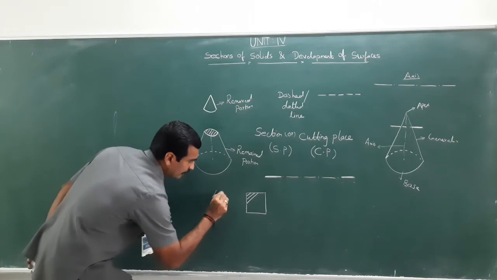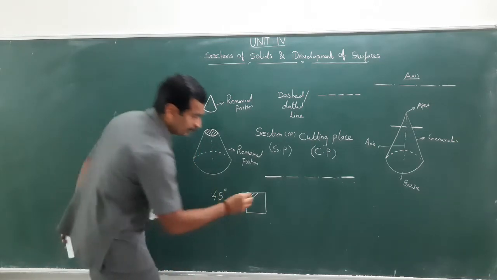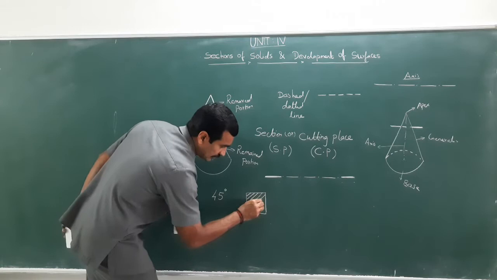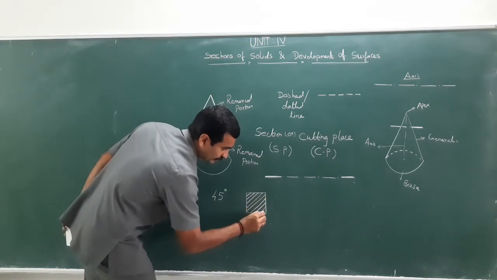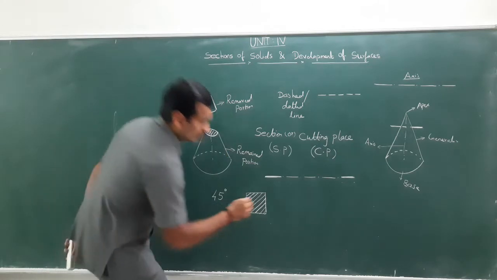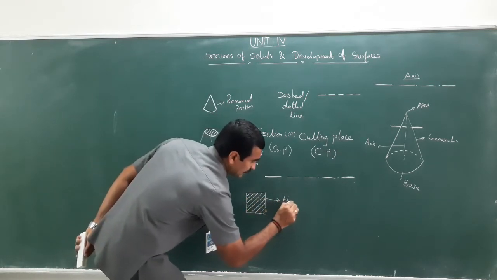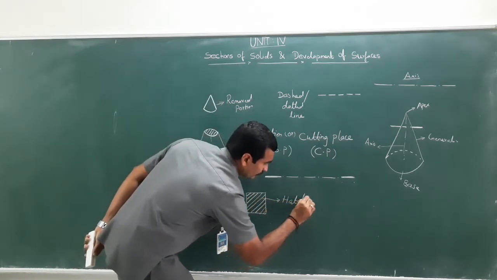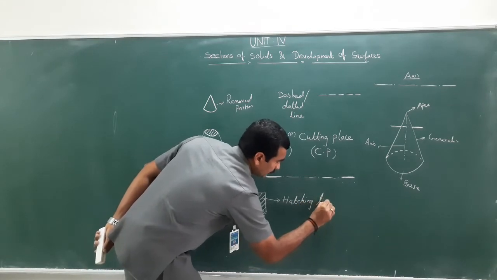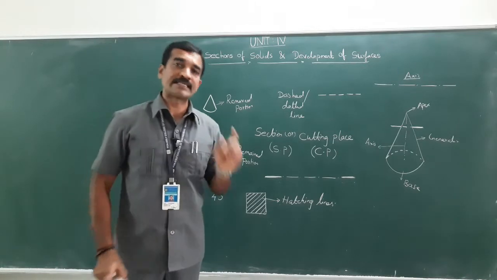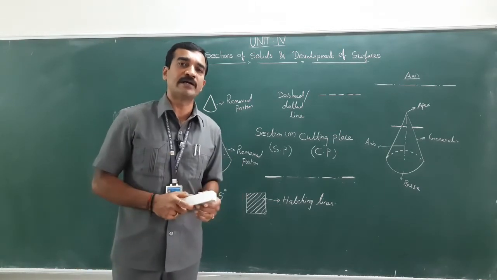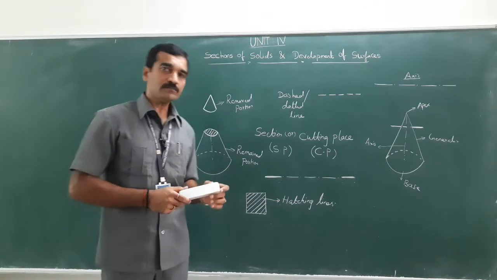This should be 45 degree inclination. The section lines are hatching lines, right? These are hatching lines. The process of drawing the section lines is nothing but hatching, right?